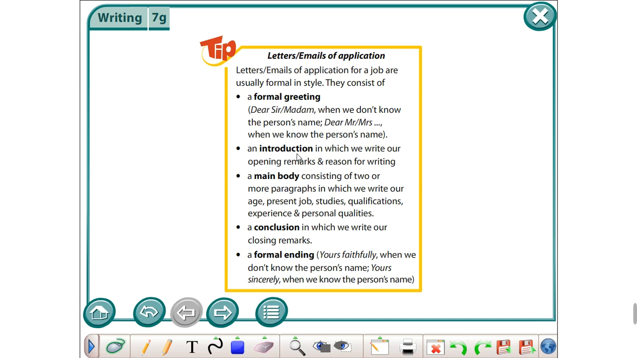It consists of an introduction, in which we write our opening remarks and reasons for writing. A main body, consisting of two or more paragraphs, in which we write our age, present job, studies, qualifications, experience, and personal qualities. It consists of a conclusion, in which we write our closing remark, and a formal ending, yours faithfully, when we don't know the person's name, or yours sincerely, when we know the person's name.